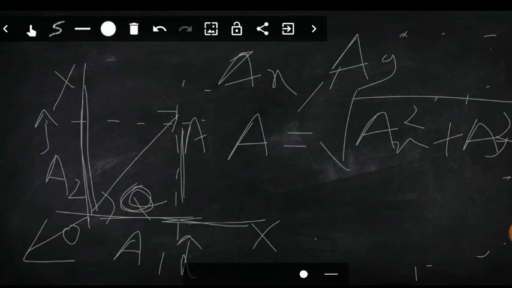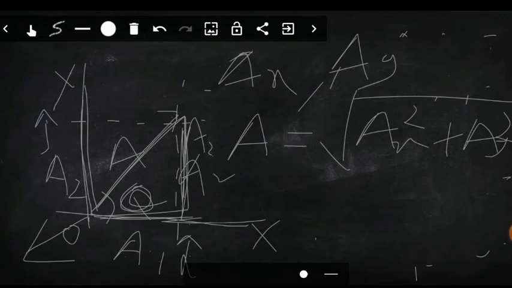How is it obtained? Just by applying the Pythagoras theorem to this right angle triangle. This is the resultant vector a, and we know that a square equals this side a2 square plus this side a1 square. So a equals root of ax square plus ay square.